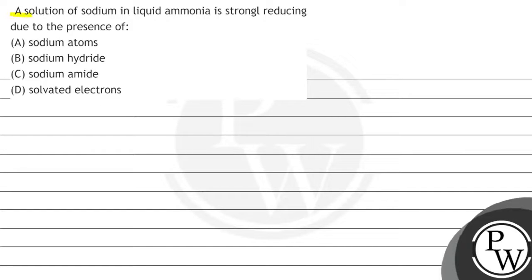The question says, a solution of sodium in liquid ammonia is strongly reducing due to the presence of. This should be strongly. यहाँ पर एक printing mistake है इस question में. This is strongly reducing due to the presence of.